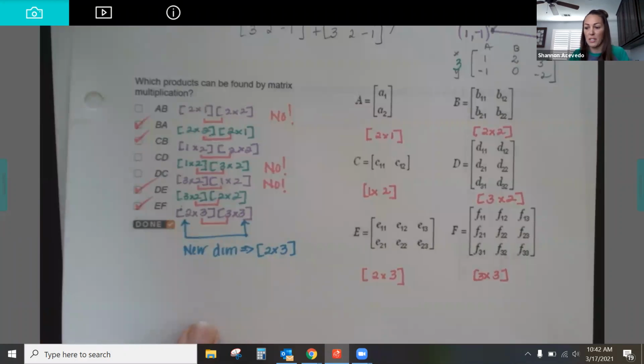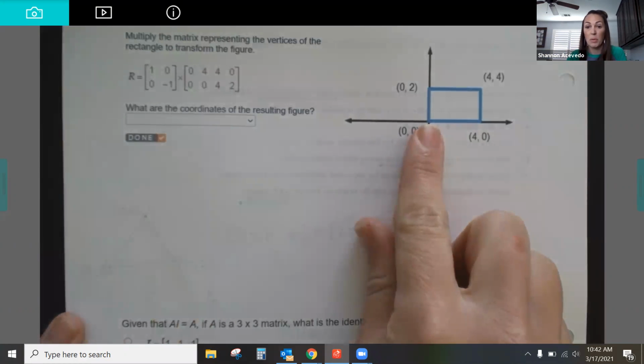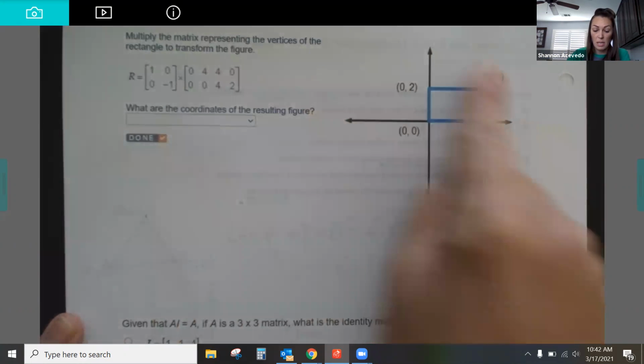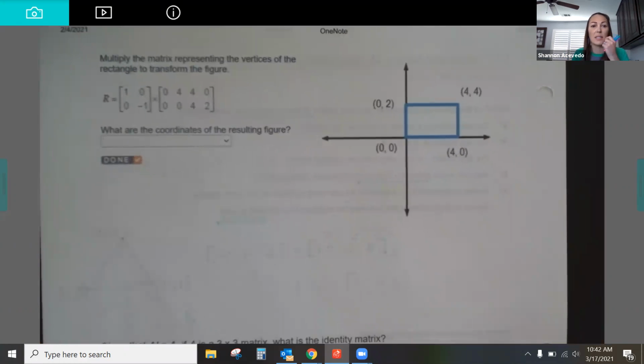So flipping my page over. There we go. So this would be a geometric shape, this rectangle. Okay, so this one says, multiply the matrix representing the vertices of the rectangle to transform the figure. So it says, what are the coordinates of the resulting figure? So what are the new coordinates going to be? Well, let's look at this.